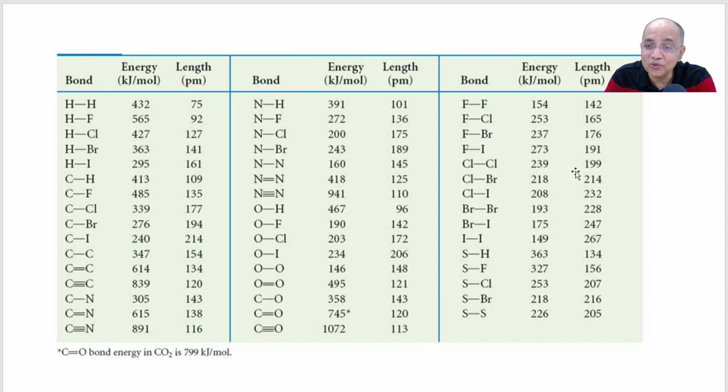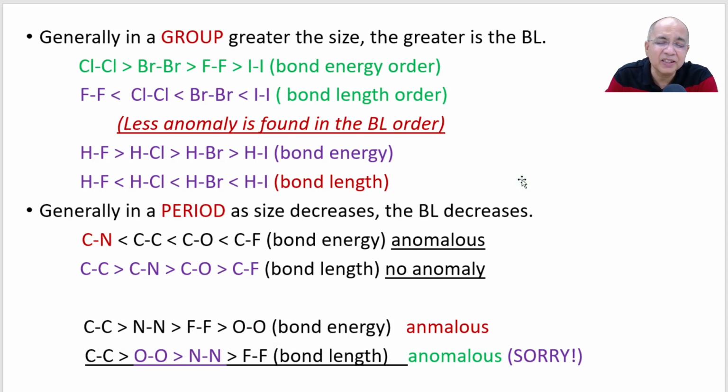Cl is 199, Br is 228, I is 267. So there is no anomaly. It is something to do with size, not with mass or the force constant of the bond oscillator. It's not talking of bond energy, right?